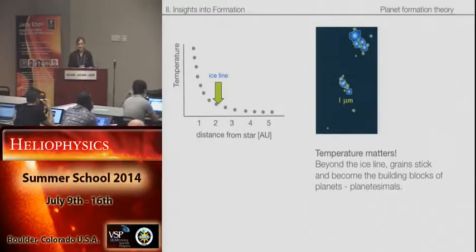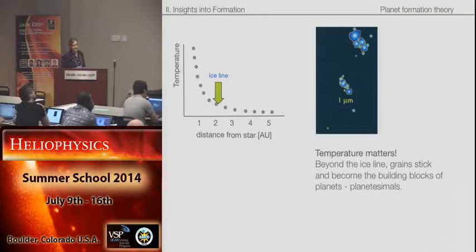So the planet formation is really governed by this idea that the temperature, the source for which is the host star, is falling off as a function of distance from the star. Here's these little 1 micron sized grains out beyond the so-called ice line, which develop these icy mantles and begin to stick together. These are the first building blocks of planets and planetesimals.